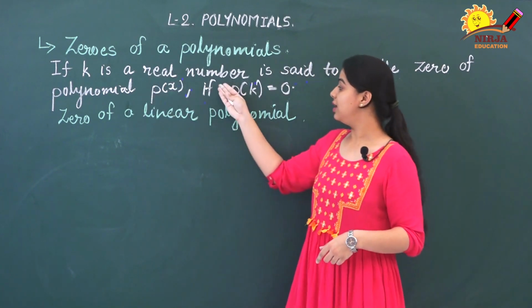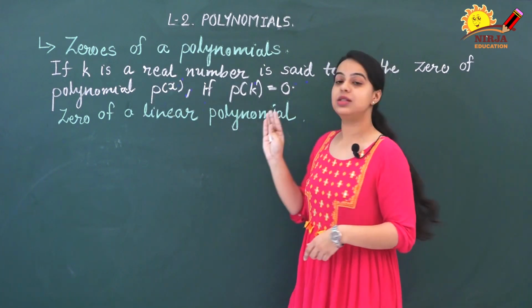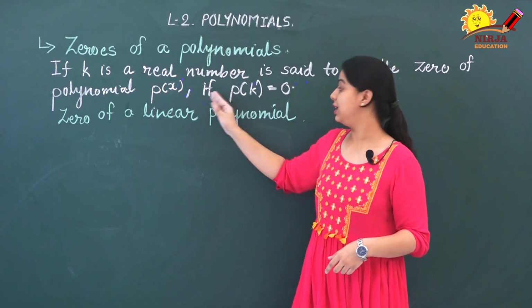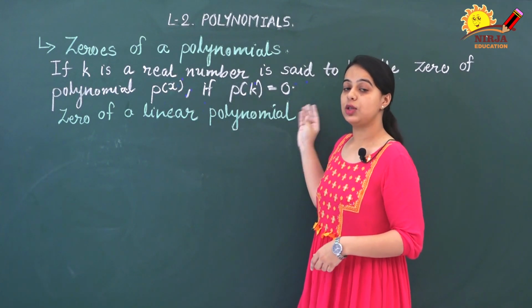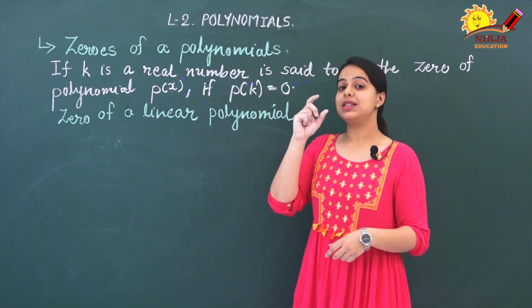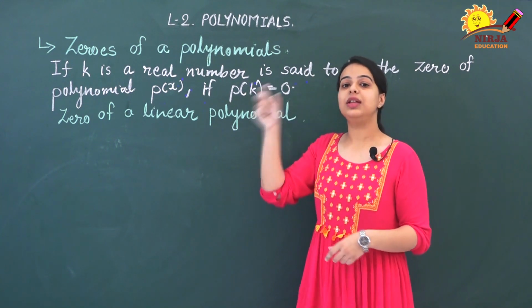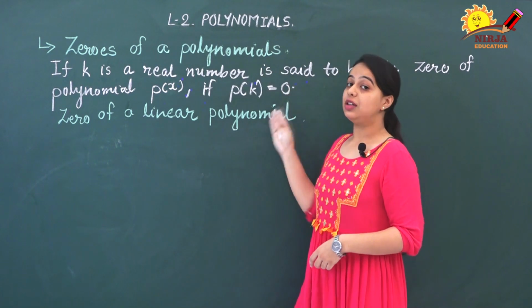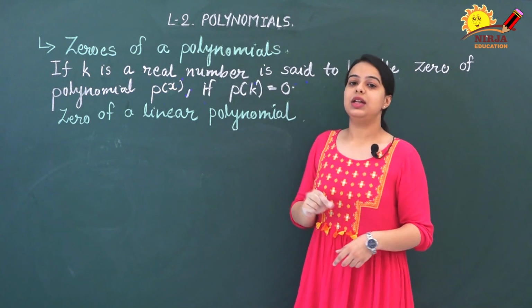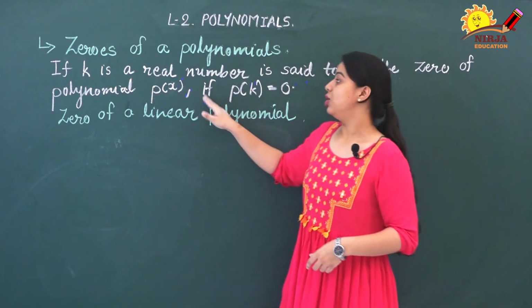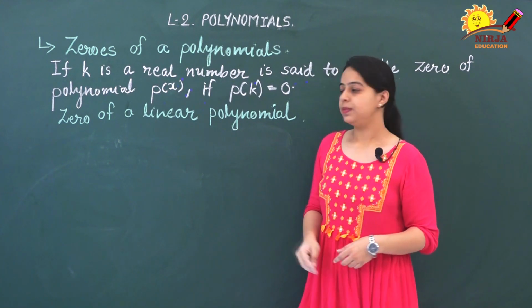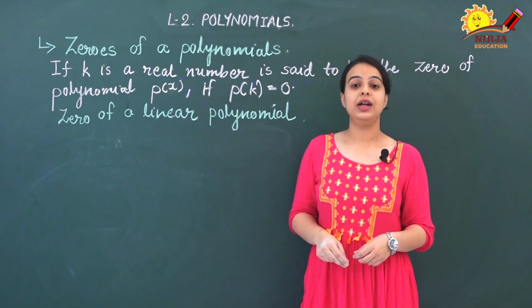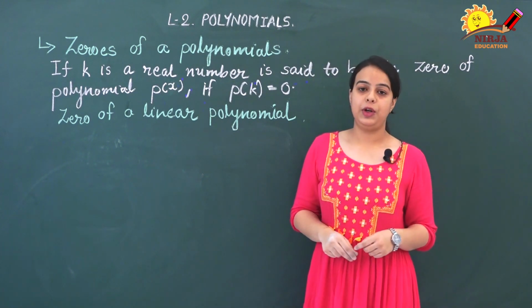If k is a real number, it is said to be the zero of polynomial p of x if p of k is equal to 0. That means if k is any real number, and by putting that number in our polynomial p of x, it turns into 0, then we can say that k is a zero of that particular polynomial. Now let's see how to find the zero of a linear polynomial.